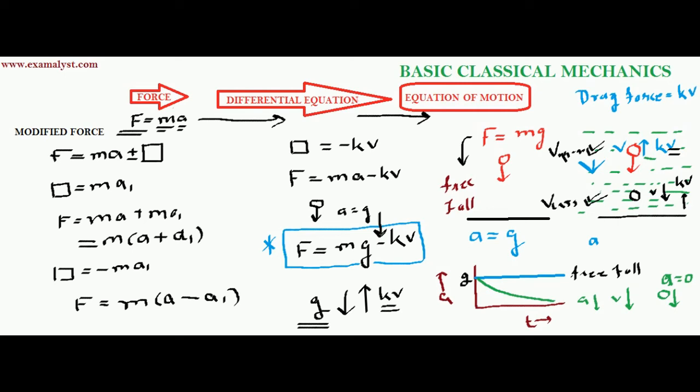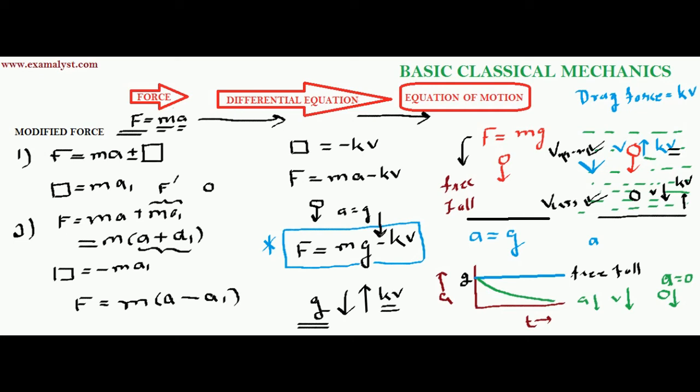So in which cases will there be a plus sign? Look at this example, so I'm writing 2 here. In case 2, there is an increment in acceleration. This type of increment occurs when there is an extra force. So what does ma1 represent? ma1 is also a force, F dash.